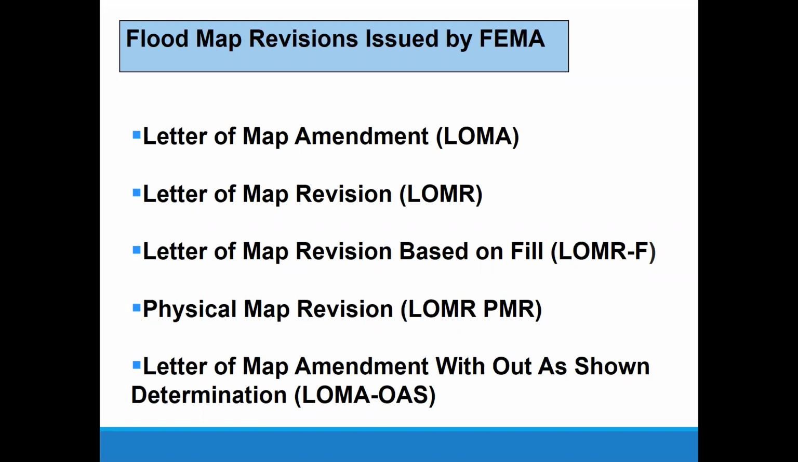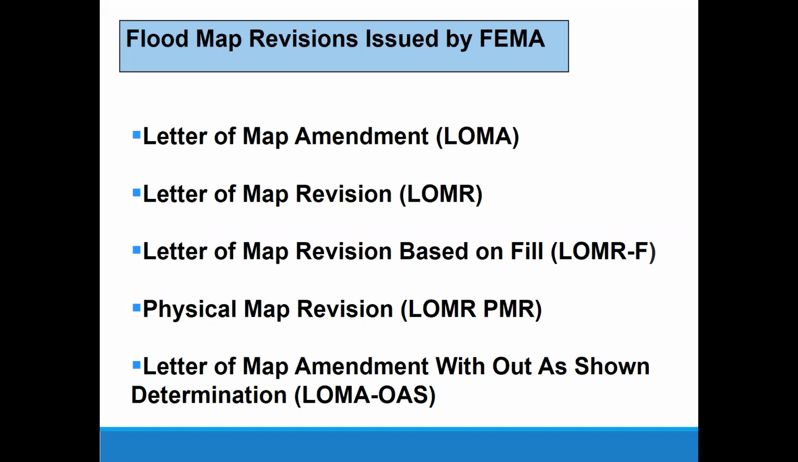A LOMR is just a larger version of that, where we're not trying to just get one house out. We might be trying to redraw the flood map entirely for a new subdivision all built on fill or a stream channel that's been rerouted. LOMR-F is where they bring in fill dirt to raise the ground. Since it's not natural ground that they're raising on, it's on fill dirt, they call it LOMR-F. Physical map revisions are usually associated with levees that were not incorporated in the previous map.